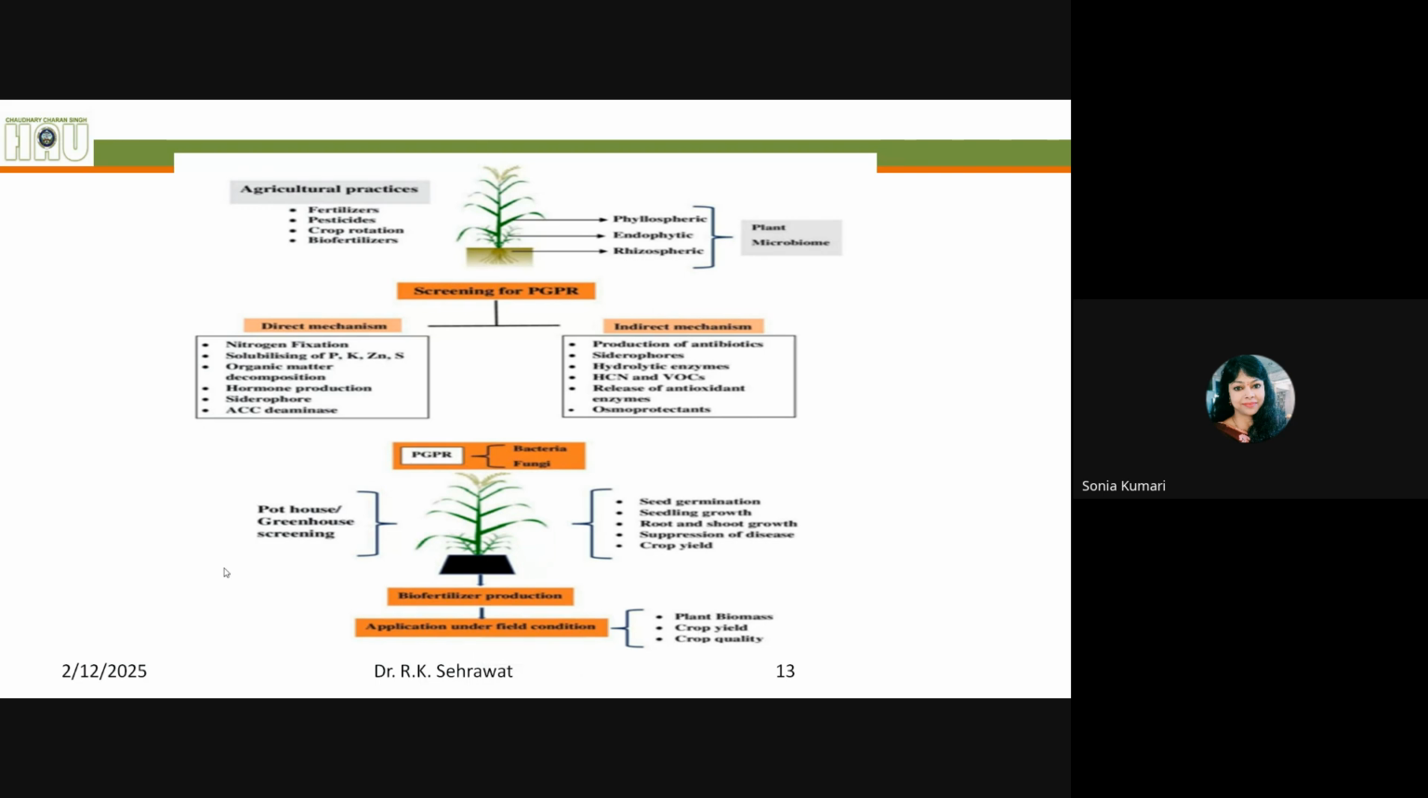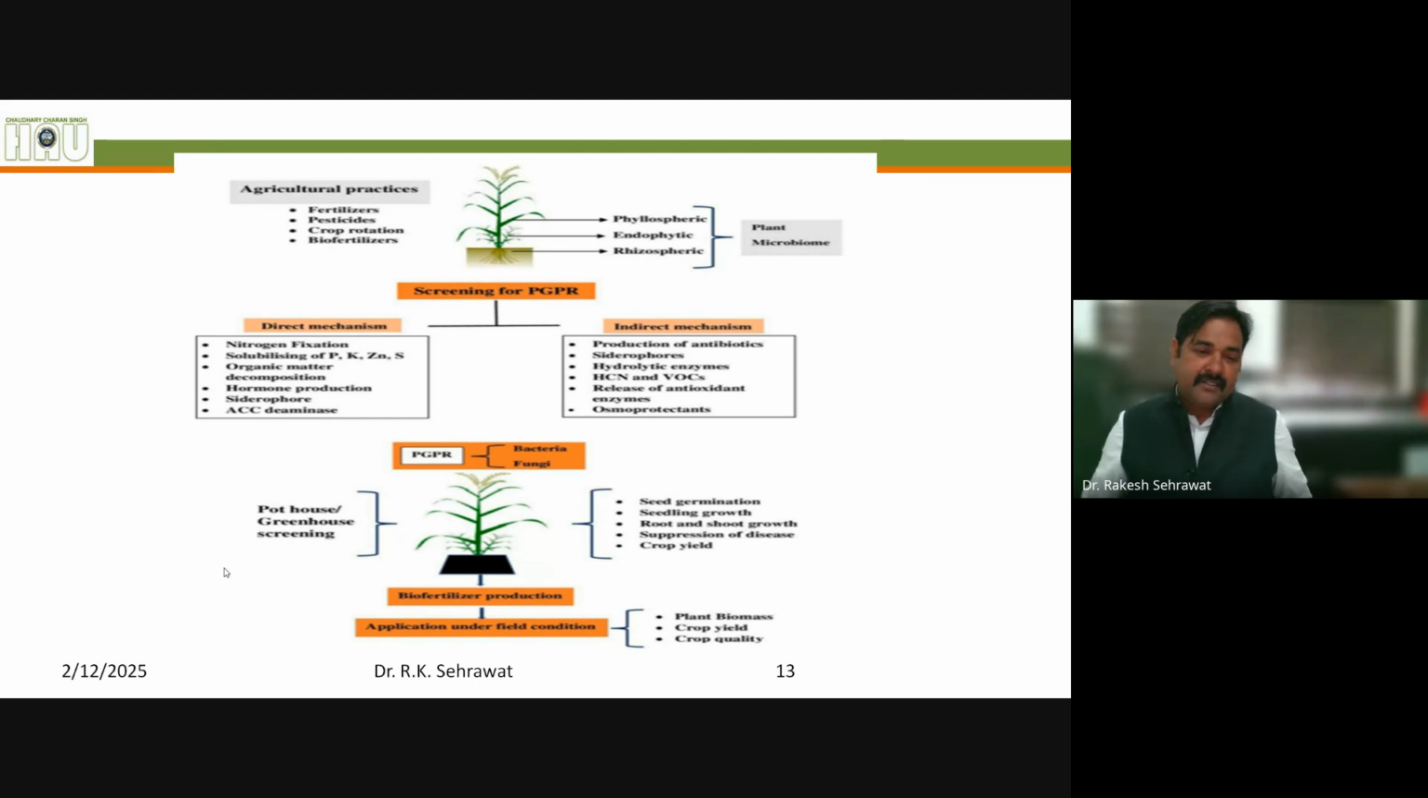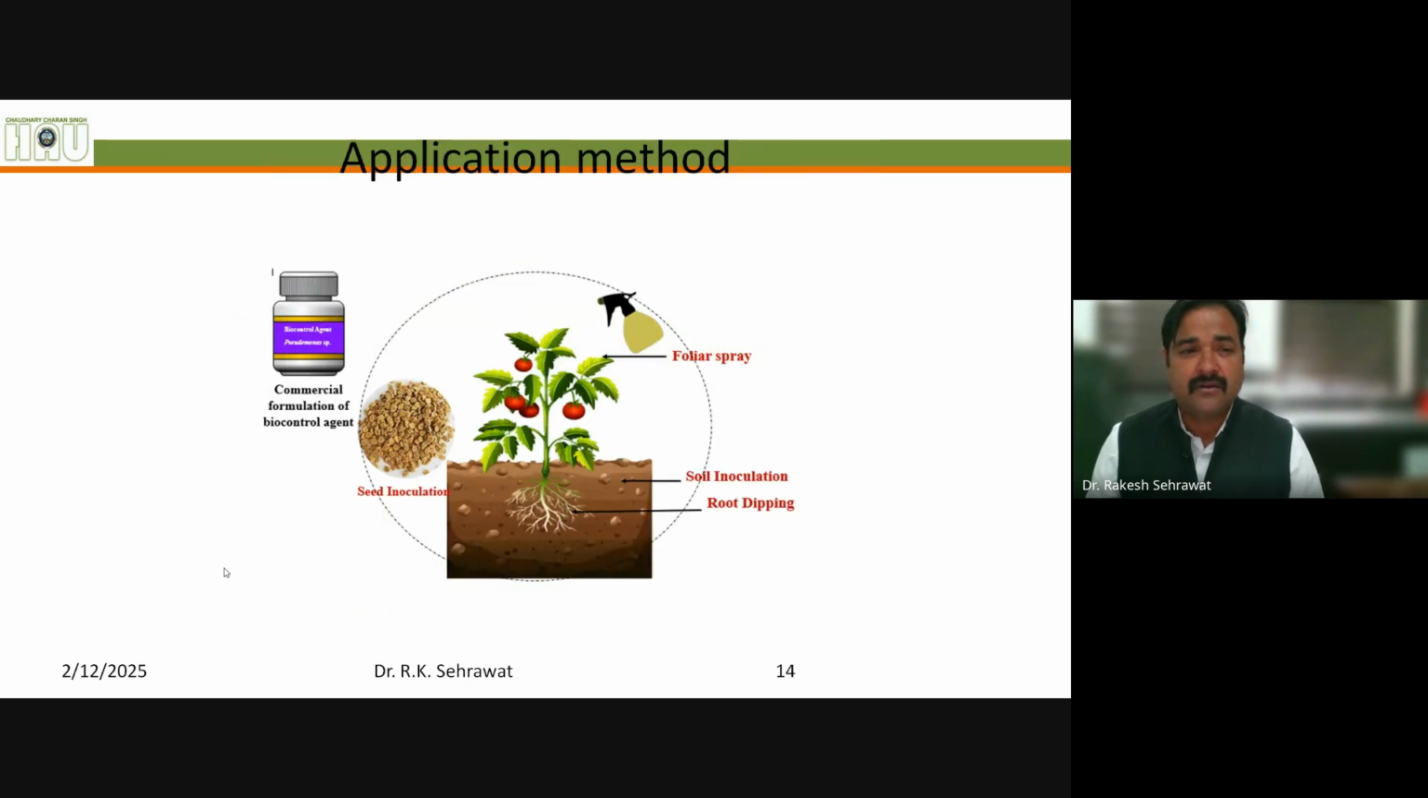Yeah. Okay, fine. So once we select the PGPR, we go with the biofertilizer production, then application under the field conditions. This is overall how we are developing the biofertilizers or the other plant growth promoting rhizobacteria, and what are the different impacts, and what are the different targets to be used for the selection.